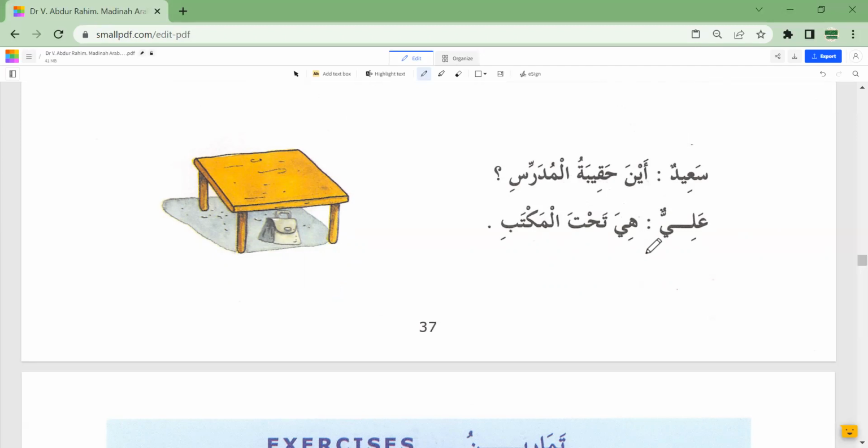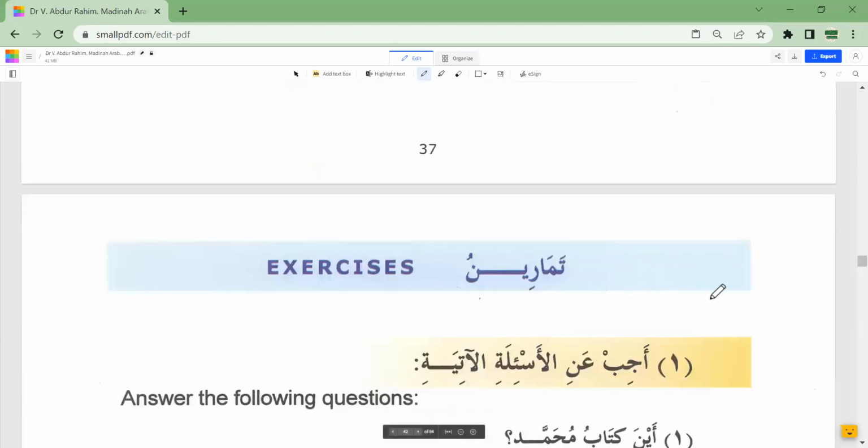And علي هي تحت المكتب. It is under the desk. Under the desk, right. And تحت is followed by المكتب. تحت المكتب, right, under the desk. And حقيبته is a feminine noun. We can tell because of ta marbuta. Yes, okay. Of course.